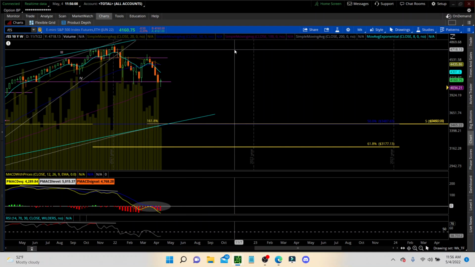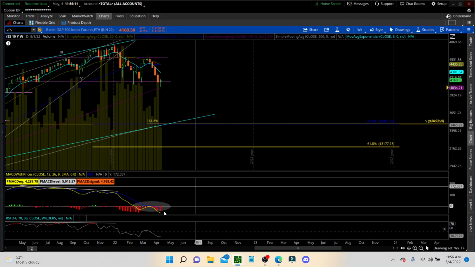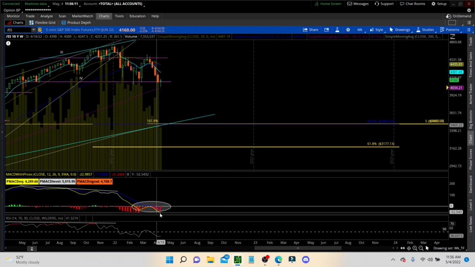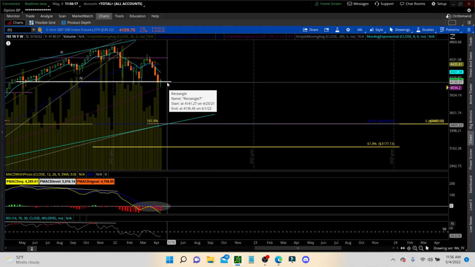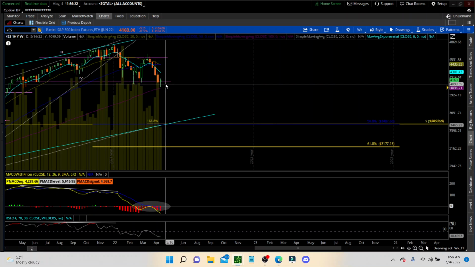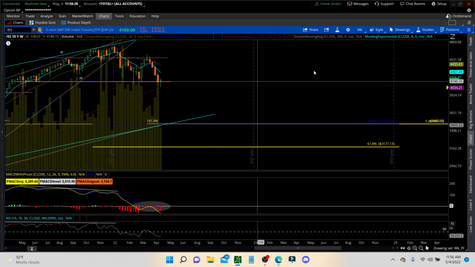Okay, so on the weekly, we're clearly in bearish territory on the RSI and the MACD. We're fighting with this support here. It's a massive support, the 4130 area. So if we get under there, close under there, we're talking more downside at that point. That'll be pretty clear of what's going to happen next.